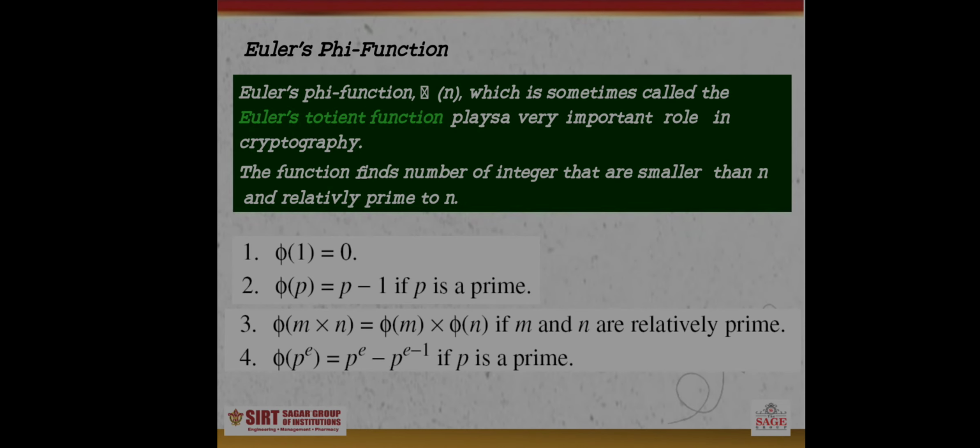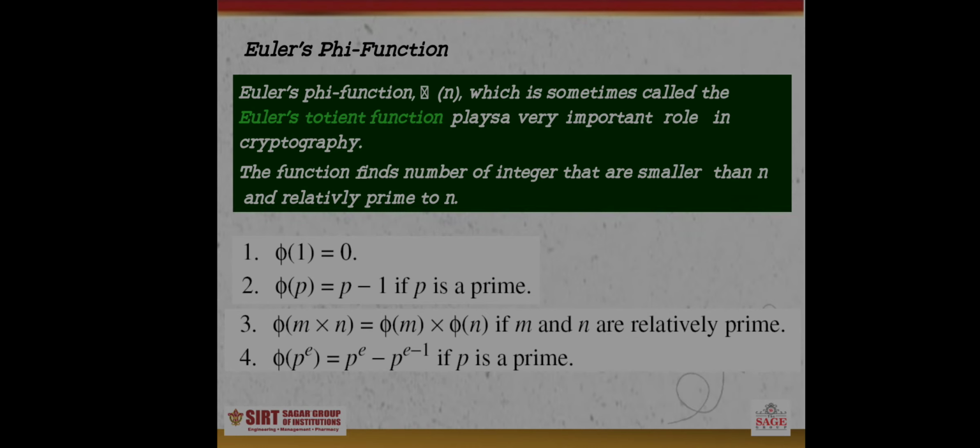We have four rules. First, phi of 1 is equal to 0. Of course, 1 doesn't have a GCD with anything else, because less than 1 is 0 and we can't move there. Second, phi of p is equal to p minus 1, where p is prime.